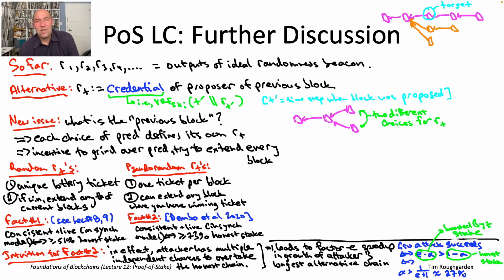So maybe we can make some changes to this design, for example, that gets us out of the 73% scenario and back to the familiar scenario where 51% of the honest stake suffices. That's kind of what we really want. So how are we going to do that?